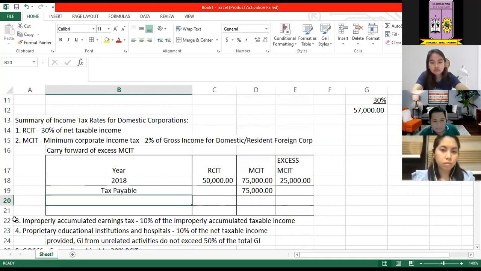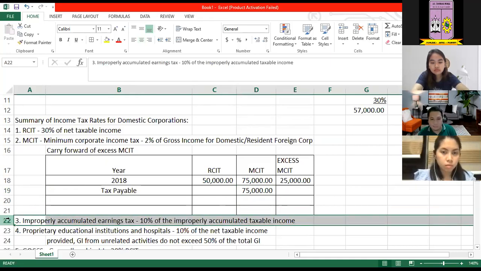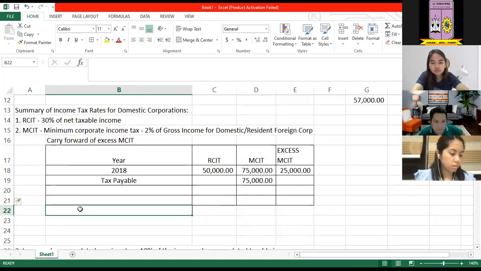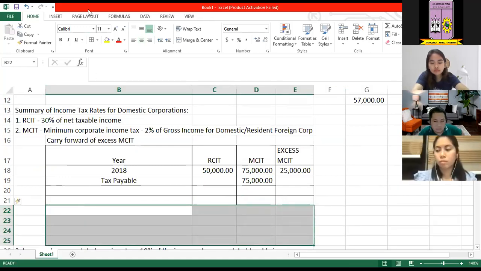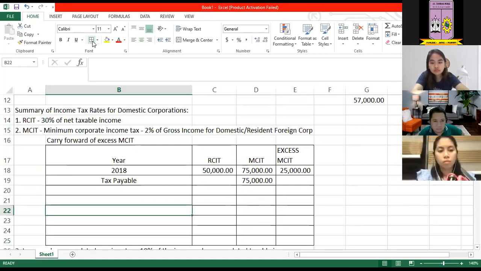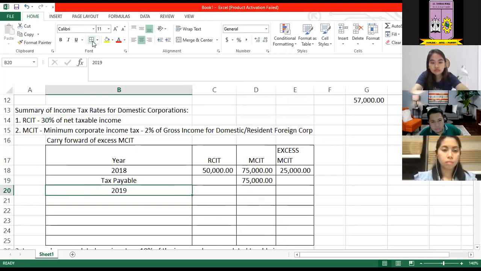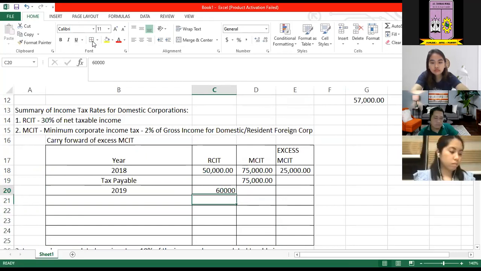Now, let's go to the next year. Illustrate natin mabuti, no, para maintindihan. Let's add tables. So, punta tayo ng 2019. Okay? 60,000. Then, ito, 100,000.